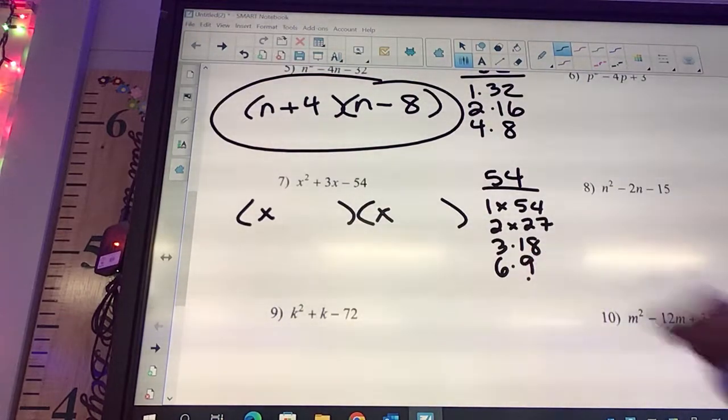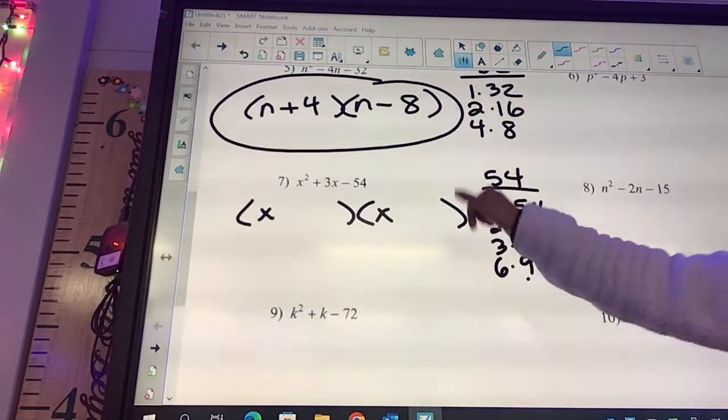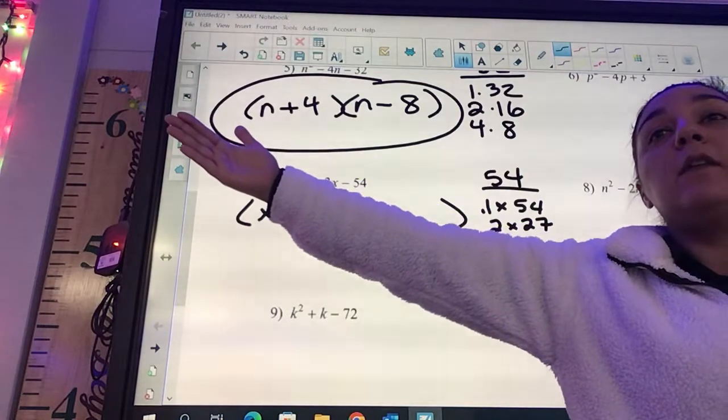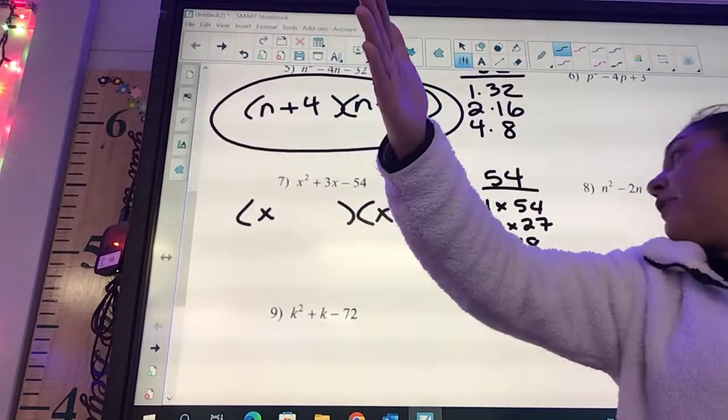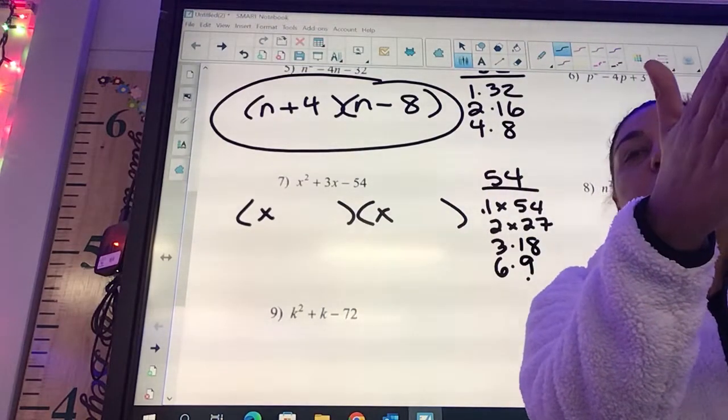Okay, and look at me real quick, please. Okay, so we start here at 1 and 54. If I'm looking at a number line, 1 and 54 is here, right? The next one is 2 and 27. That means 2 to 27 is a lot closer. 3 to 18. And then 6 and 9 are dang near touching each other. That's how it should be every time.